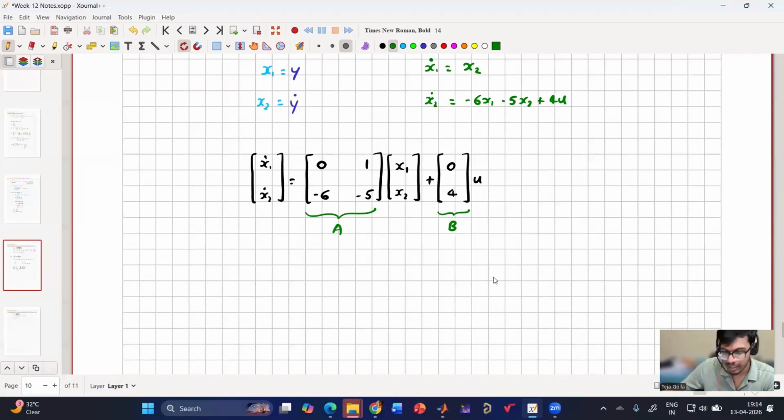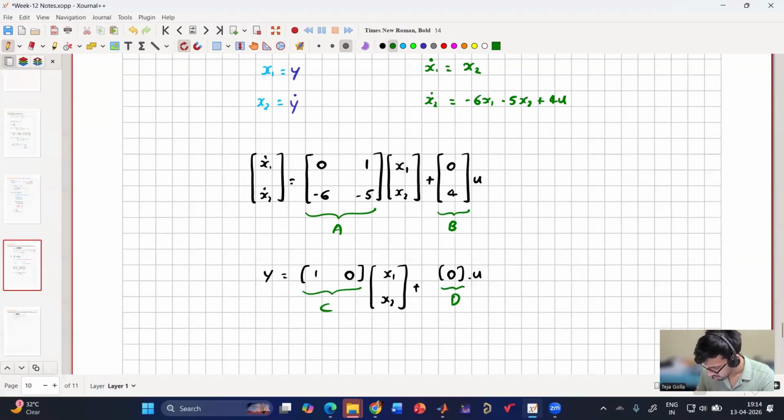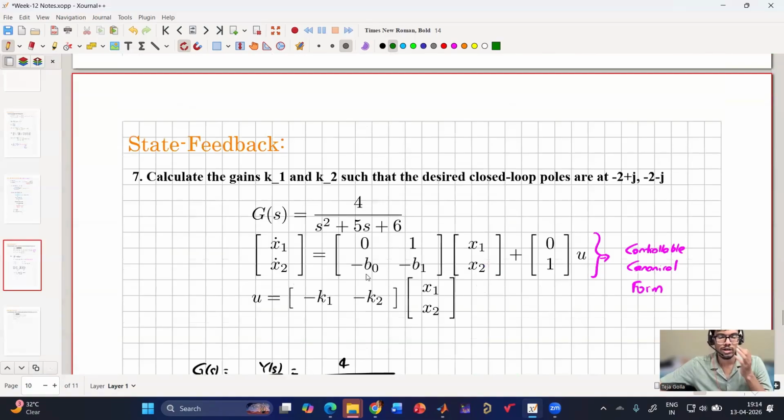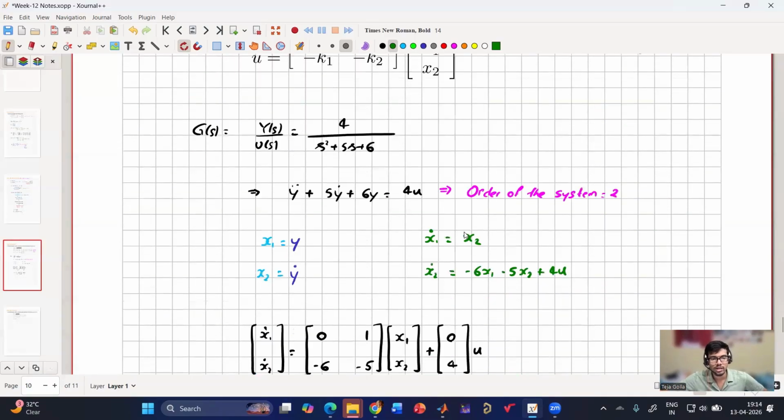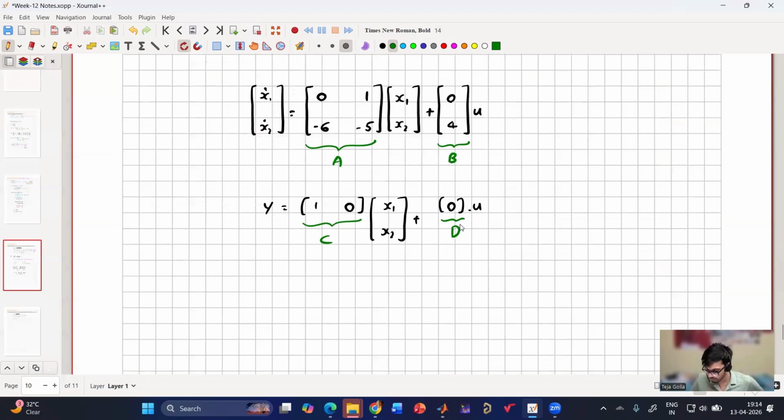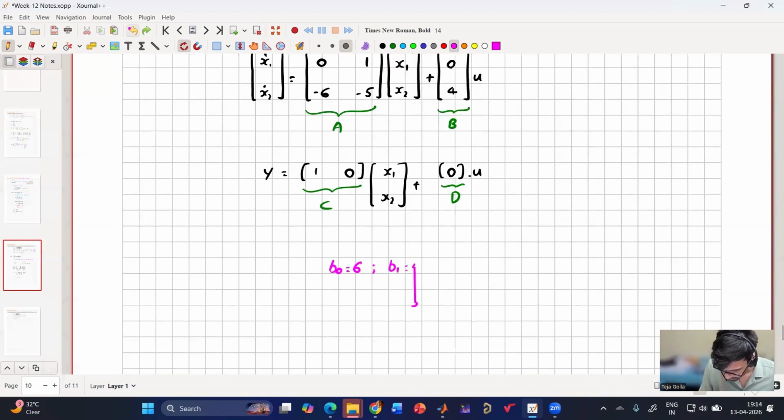And then if I have to calculate the C matrix, y is nothing but x1. So I'll get y equals 1, 0, x1, x2, and y is not dependent on u. So I'll have 0 into u. And this is my C matrix. And this is my D matrix. So if you go back to the question, 0, 1, B0, B1, what is B0, B1? B0 is 6 and B1 is 5. So we have calculated B0 and B1.